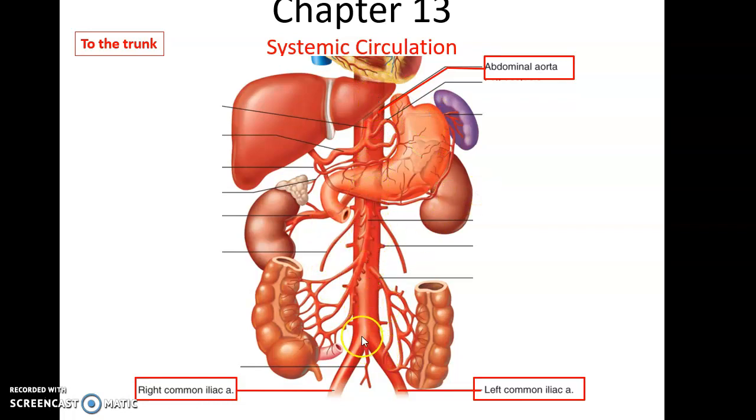When you get to the inferior end of the abdominal aorta, near the pelvic cavity, the abdominal aorta splits into the right common iliac artery and the left common iliac artery. And the common iliac arteries are going to the legs.